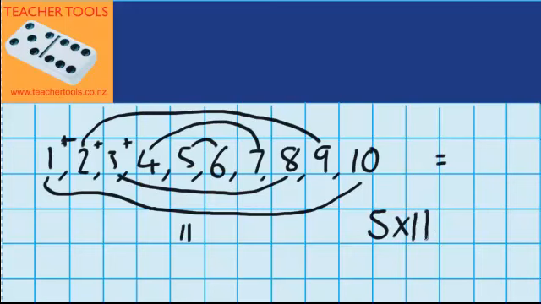So I've got 5 groups of 11. And I know the answer to 5 groups of 11 is 55, so the answer to this question must be 55. That means after 10 days there's 55 flowers on the plant.